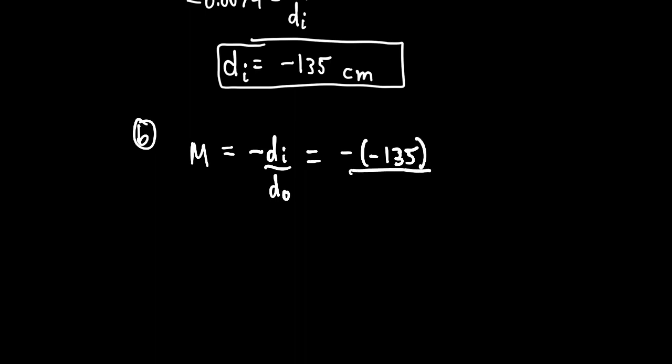Negative 135 over 13.5. Now, without using your calculator, can we take 135 and divide it by 13.5? What do we get? 10. What are the units on that?